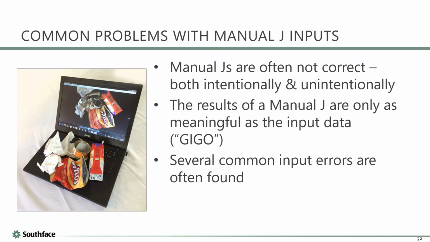So anyway, it's an old term that basically says if you feed a computer the wrong inputs, whatever comes out is not terribly meaningful. And that is probably the most common thing that we see with Manual J. When there are problems with Manual J, it's usually not a problem with the algorithms or the software. It's usually someone didn't use it right. Manual J is a tool, and if you use a tool incorrectly, that's on you. And people do this both intentionally and unintentionally.